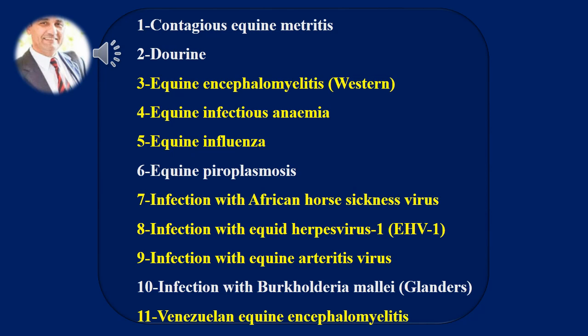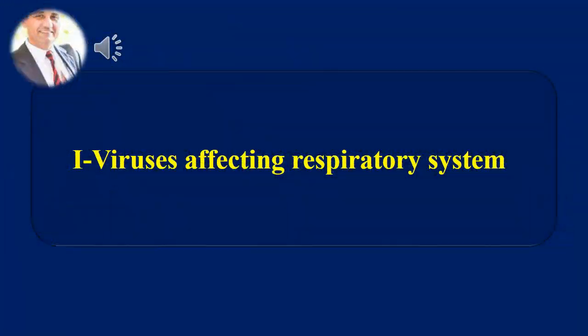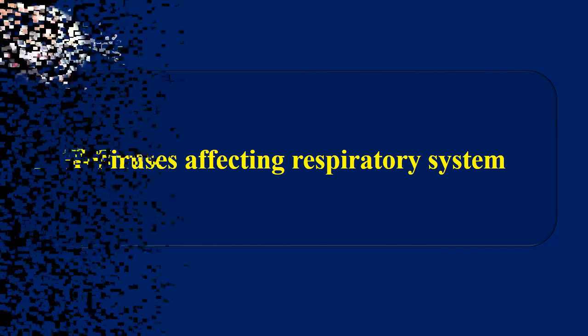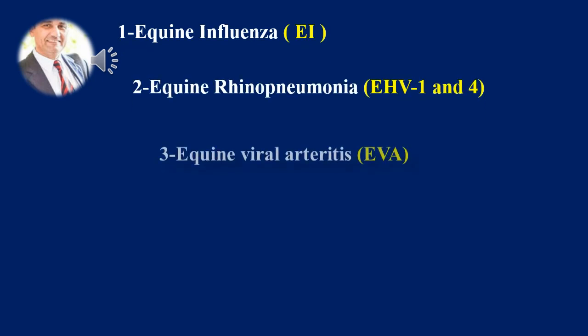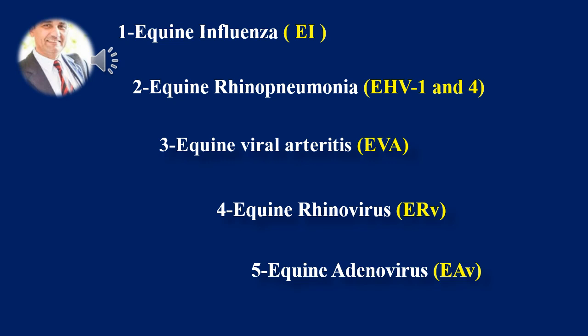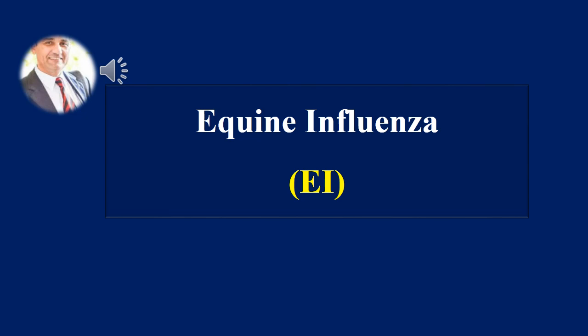All the names highlighted with yellow color are equine viral diseases. We will speak today about the viruses affecting the respiratory system of equines. These are equine influenza, equine rhinopneumonitis, equine viral arteritis, equine rhinovirus, and equine adenovirus. We will speak now about equine influenza viral infection.